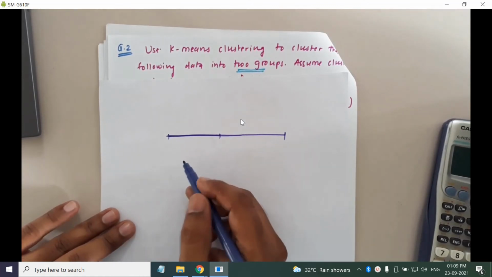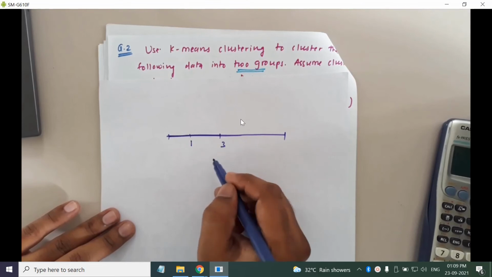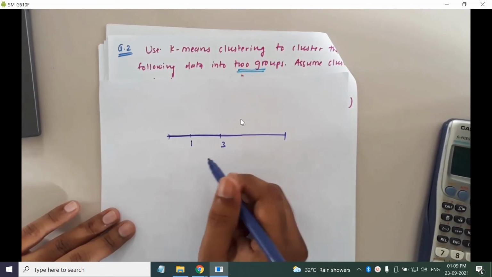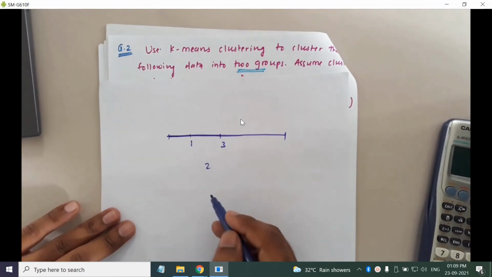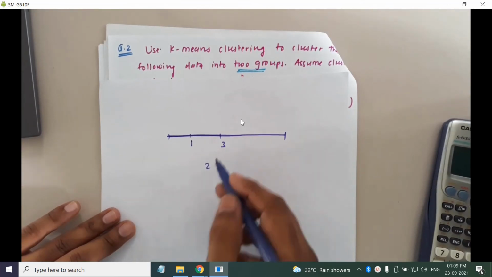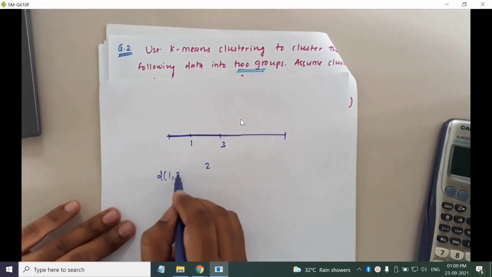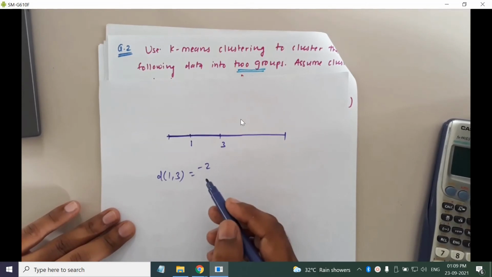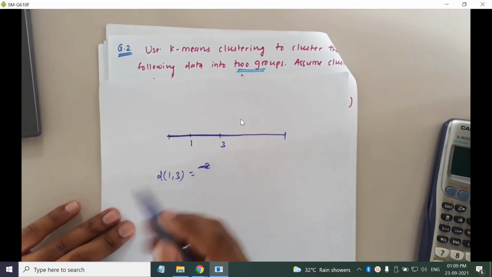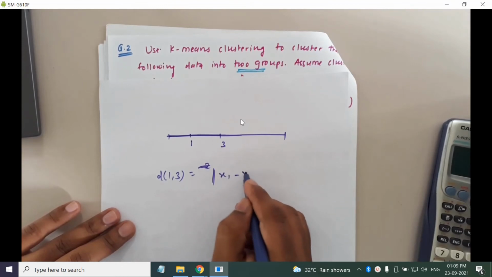If I have 1 and 3, what is the distance between these 2 points? 2, right? The distance between 1 and 3 is 2, whether it is minus 2, no. Distance needs to be a positive quantity, so simply I can take x1 minus x2 and the mod of that.